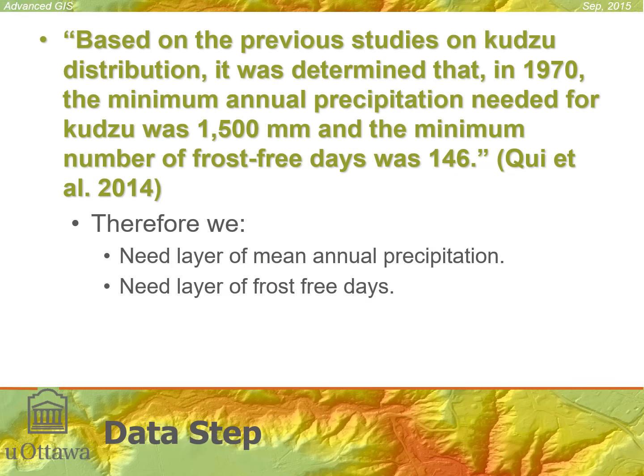So the first thing we have to be thinking of here is that based on previous studies on Kudzu, its distribution, it was determined in 1970 that the minimum annual precipitation needed for Kudzu to reproduce, establish, and propagate was 1,500 millimeters per year, so 1.5 meters of precipitation per year. And the minimum number of frost-free days was 146. So you had to have 146 days without frost and quite a bit of precipitation.